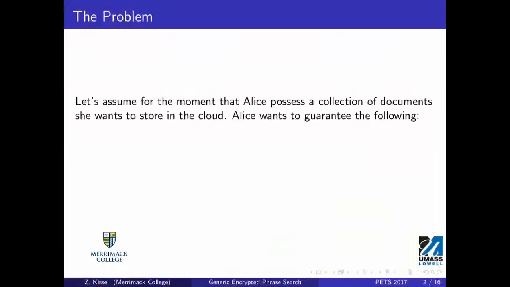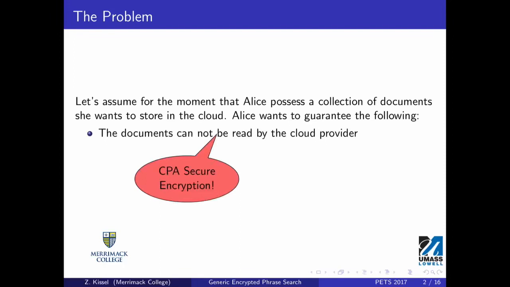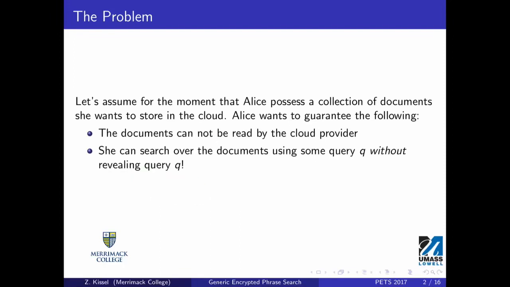Okay, so the basic problem in searchable encryption is to assume that Alice possesses a collection of documents she wants to store in the cloud. And she wants to guarantee the following two things. The documents cannot be read by the cloud provider. That's simple encryption. And she can search over the documents using some query Q without revealing the query. And that's the problem, searchable encryption.